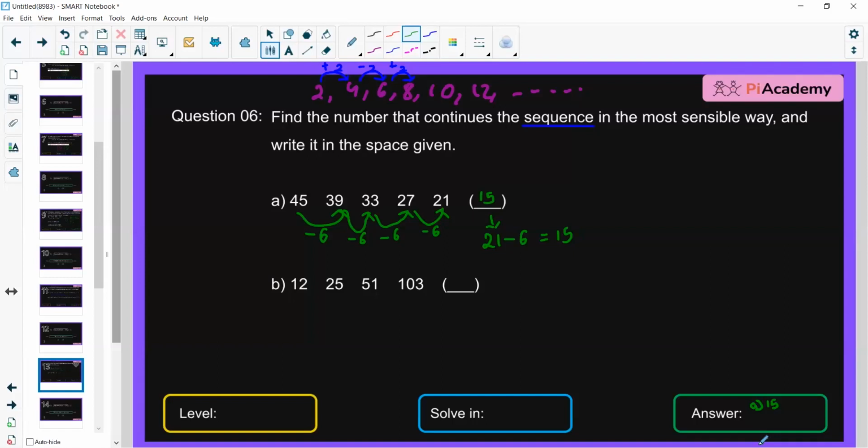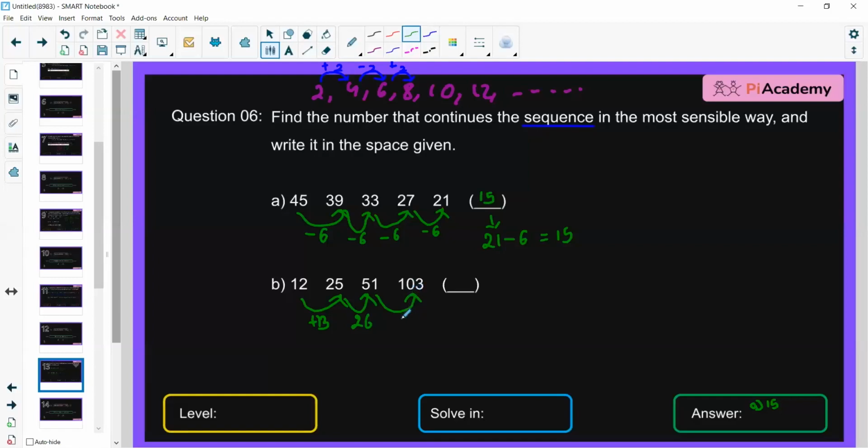Now, let us see. What is 25 minus 12? This is 13, right? What is 51 minus 25? Yes, this is 26. Then, what is 103 minus 51? How much is this?